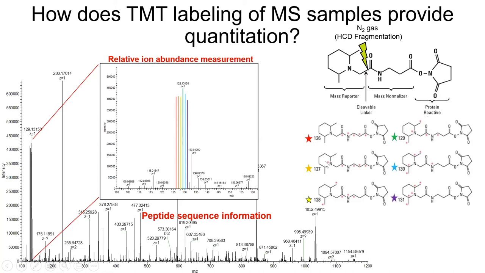And so looking at the general schematic here, you can see when we fragment in the mass spectrometer with nitrogen gas, which is also called HCD or higher energy collision dissociation, which again Dr. Dowd mentioned in her earlier lecture, this mass reporter cleaves off, which gives you these reporter ion signals over here. I just color coded it so that you could see what tag each signal is. And I'll mention here that you can see very clearly the intensity label on the y-axis again. So it's not a count, it's actually a measure of ion intensity. And so you have your relative ion abundance measurement through these reporter ions, and then you also get peptide sequence information.